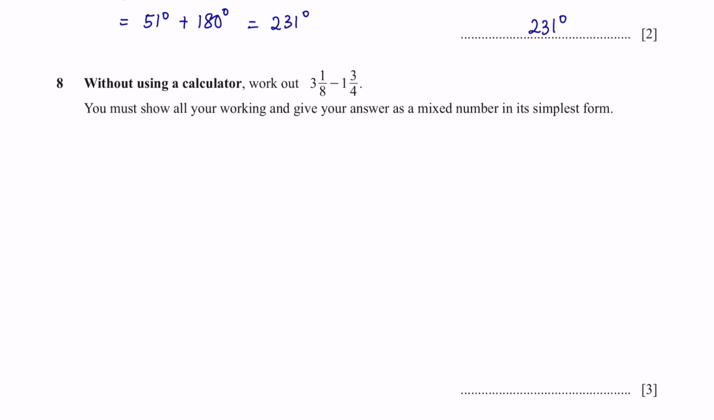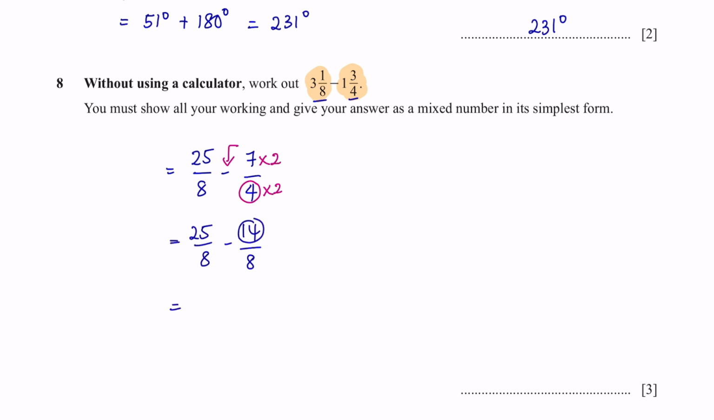Next, question 8. Without using a calculator, work out 3 1/8 take away 1 3/4. Let's first change this into an improper fraction. For subtraction, we need to make sure that the denominator is the same. So we're going to multiply this by 2. Now that the denominator is the same, we can take away 14 from 25. You need to leave your answer as a mixed number in its simplest form. So this as a mixed fraction would be 1 3/8.